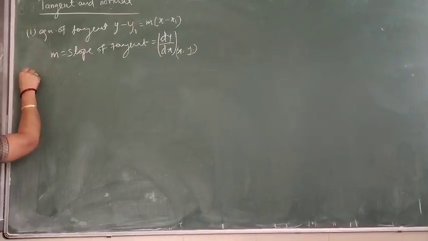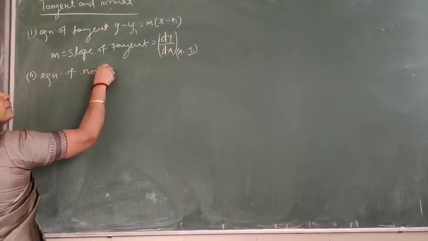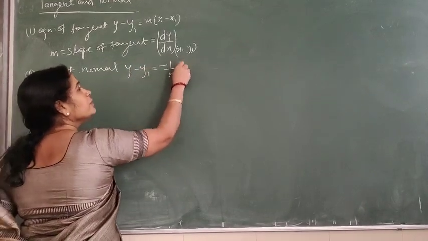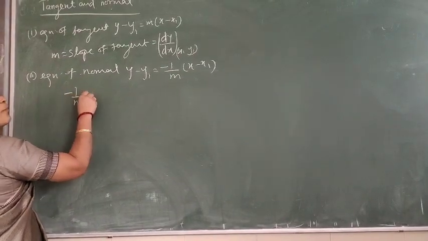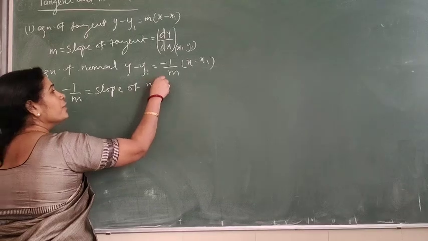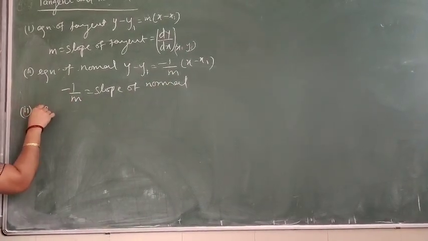Now what is the equation of normal? The equation of normal is y minus y1 equal to minus 1 upon m into x minus x1. So minus 1 by m is called the slope of normal. This is the slope of normal. Clear?